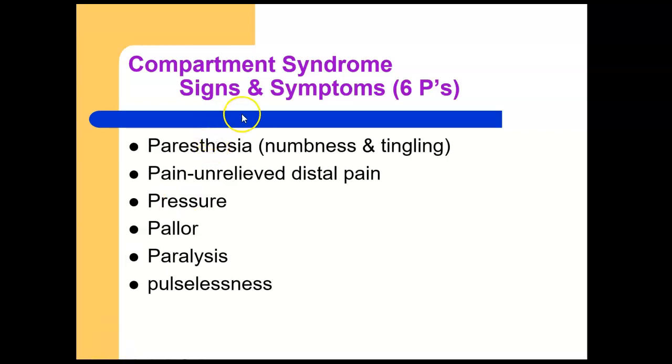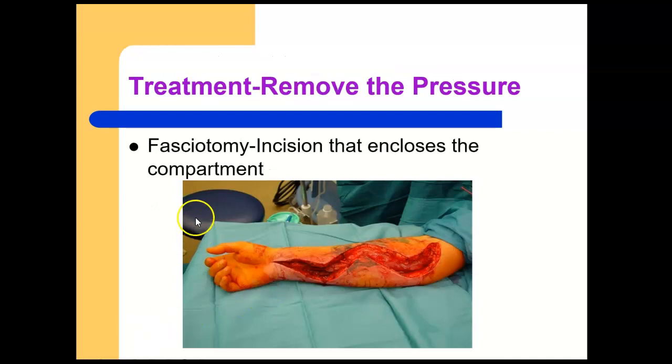And so with compartment syndrome, they start complaining of numbness and tingling. They have pain that's not relieved by the use of cold or our pain meds. They've got pale extremities. They can't move them, lack of pulse, all of these. And then again, they've got that pressure from the increase in pressure. With that, we need to remove the pressure. So this is an incision that is placed into that compartment to try to relieve the pressure. It's called a fasciotomy.